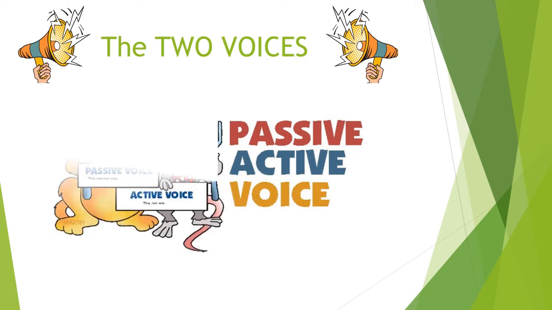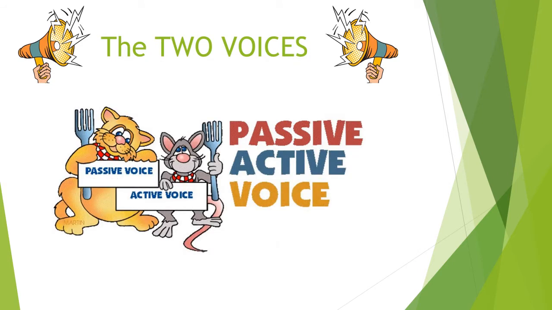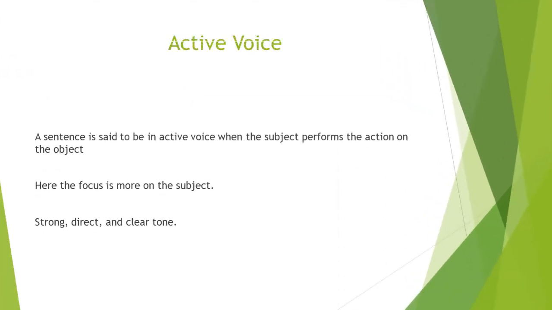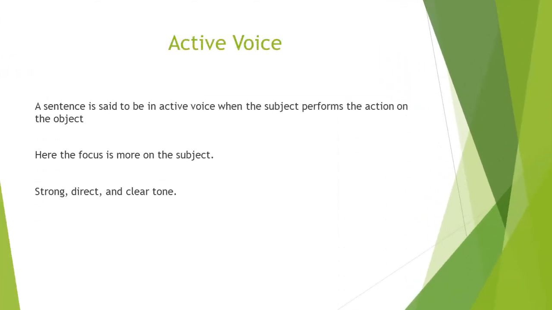Now, let's get back to the core concept. There are two kinds of voices in grammar: active voice and passive voice. Active voice has more focus on the subject. It has a strong, direct, and clear tone. A sentence is said to be in active voice when the subject performs the action on the object.